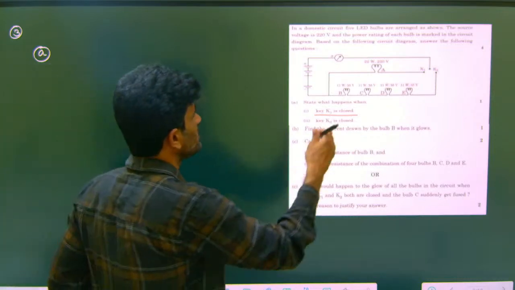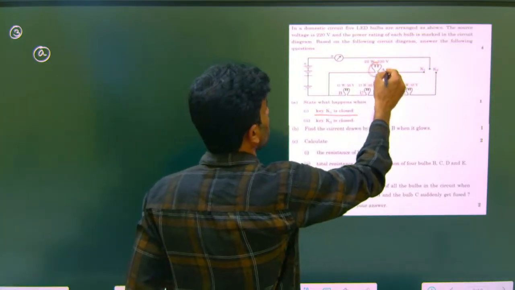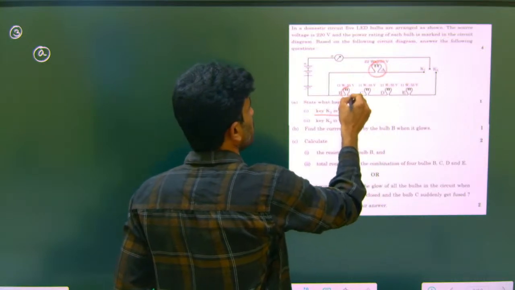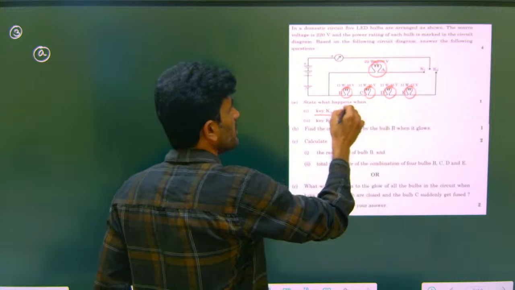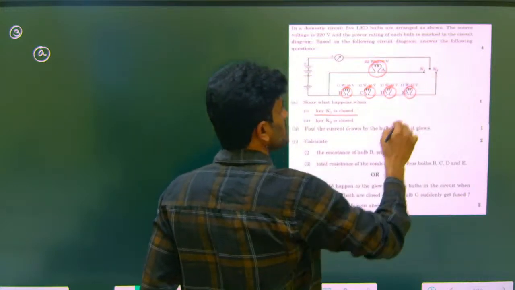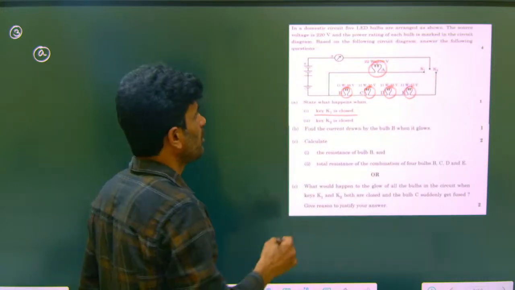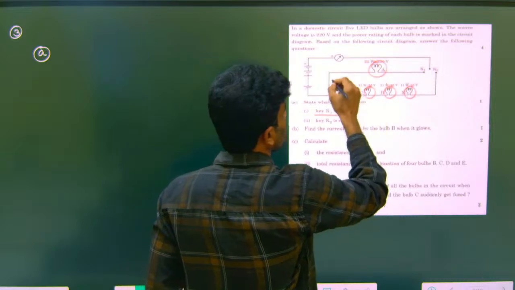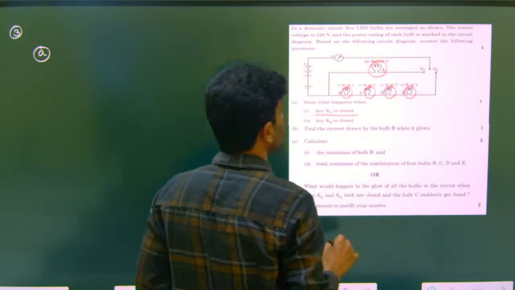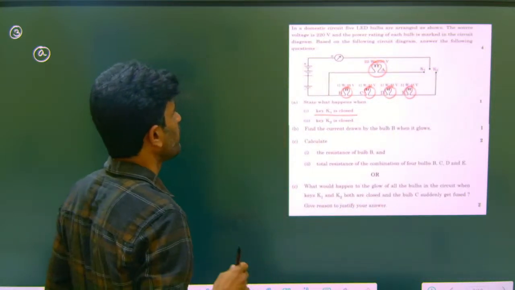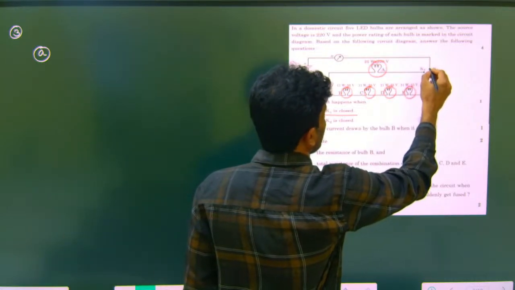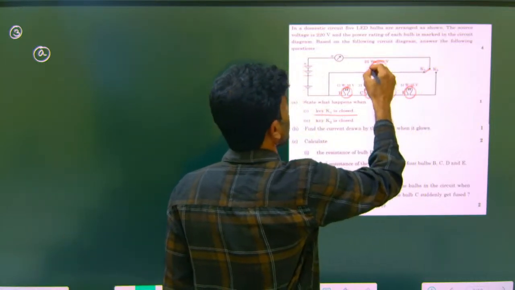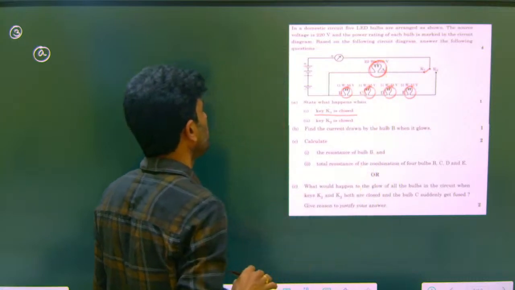I'll tell you here, there is a bulb A, only one bulb A, but here four bulbs are there, B, C, D, E. This is one path which is connected to switch K2, and here only one bulb. This is one path which is connected to K1. So what happens if K1 is closed? If K1 is closed, the current will pass through only bulb A. Only bulb A will glow.